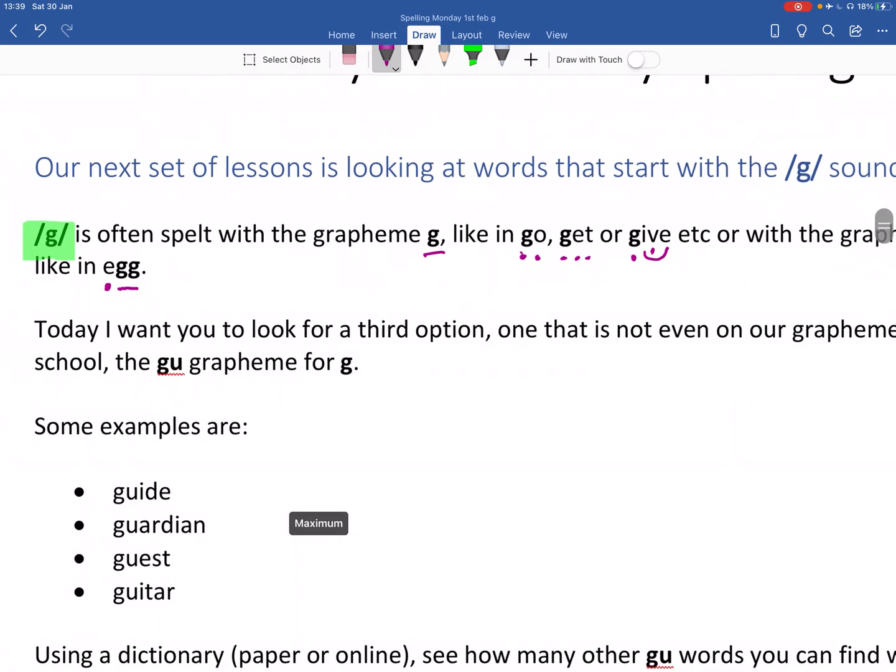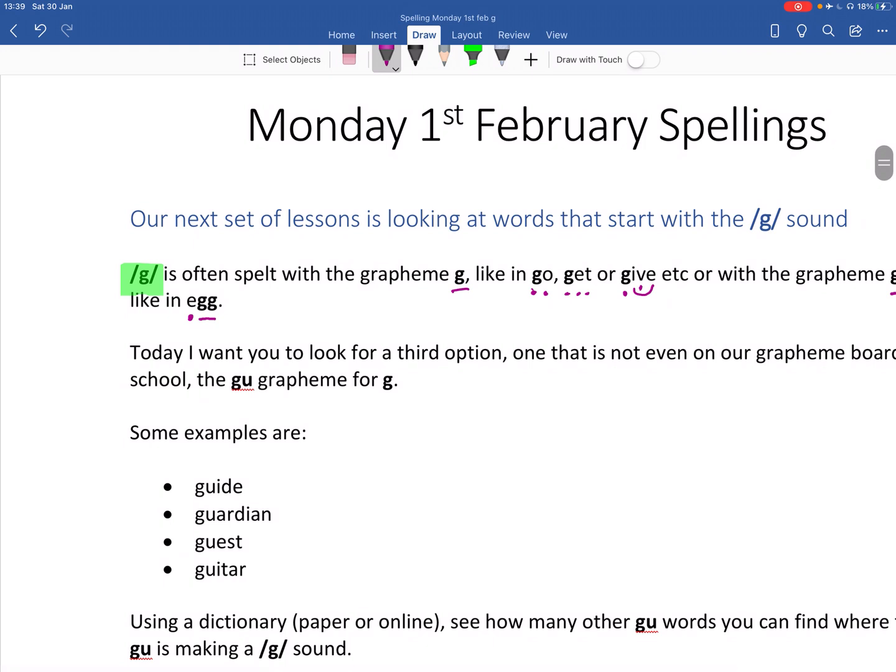And I have people arguing for and against this being one, but we've also got this one here. That can make a g sound. In guide, I spoke to another teacher and they said, but surely they use part of the I sound, but it can't be because the I is a split vowel digraph. It's in guardian, so g, a, r, d, i, a, n, and it's in guest, g, e, s, t, and it's in guitar, g, i, t, a, r.